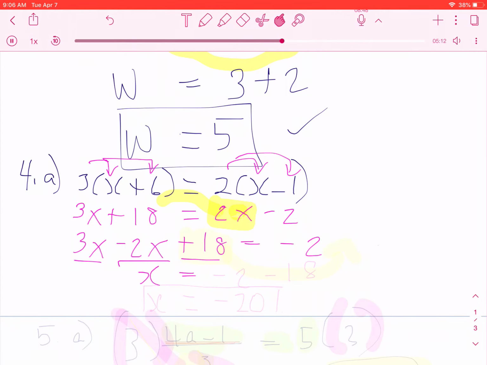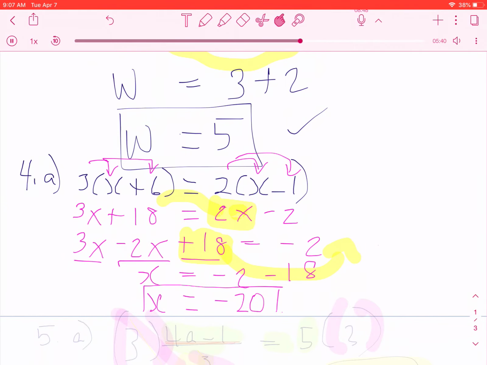I'm then going to take that plus 18 that's on the left side, and bring it to the right side. We know the opposite of adding 18 is subtracting 18. So my final answer should be x is equal to negative 20. Okay.